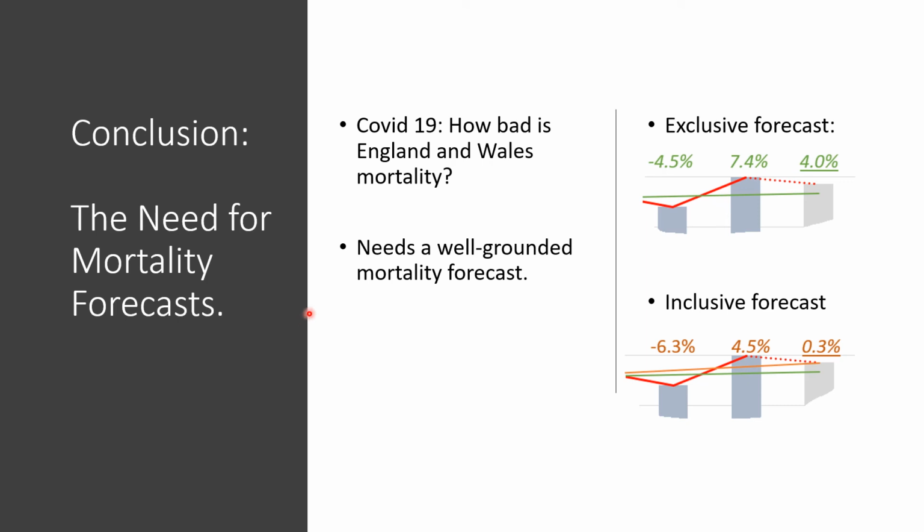Is it possible to make a conclusion of how dramatic the effect of COVID-19 has been on English and Welsh mortality? Well, if we were comparing the actual data with the exclusive forecast we made, which was a straight line extrapolation of averages based on years that did not include COVID, then it does look like COVID has had an exceptionally poor effect on mortality.